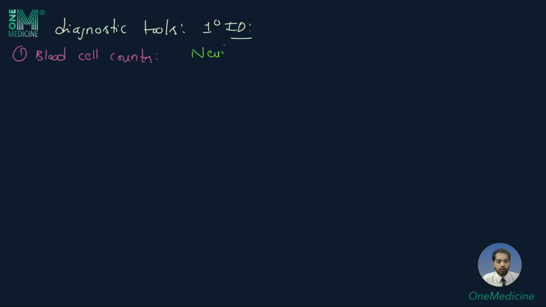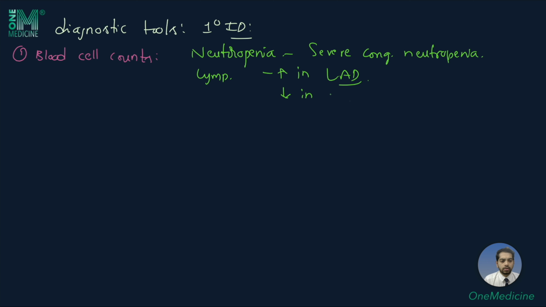Now let's look at some of the important diagnostic tools that are utilized in assessment of primary immunodeficiency syndrome. The first one is blood cell counts. There will be neutropenia in severe congenital neutropenia. Lymphocyte count can be increased in leukocyte adhesion defects or deficiencies. It can be reduced in T cell immunodeficiencies. Eosinophils can be increased in hyper IgE syndrome.